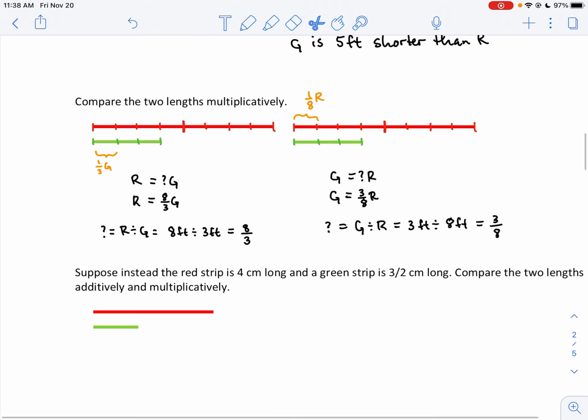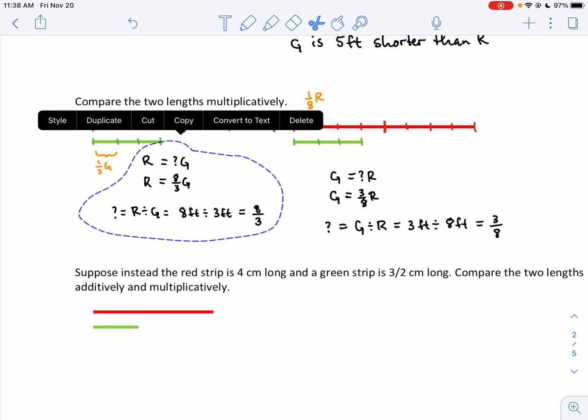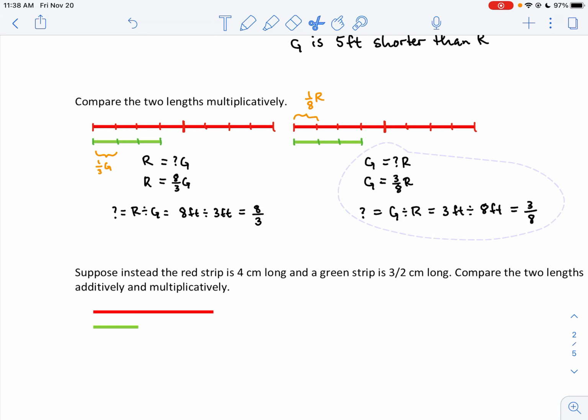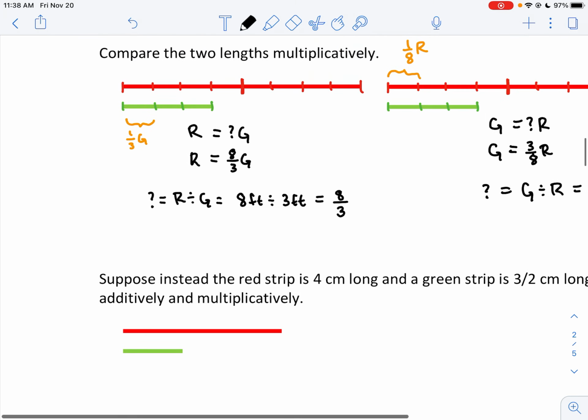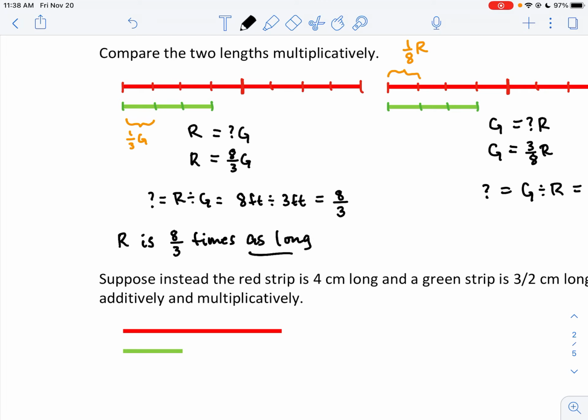And now we want to be able to express these in words. And so let me move these up so I can put a sentence under each. So in words, you would say something like this. The red is 8/3 times as long. Don't put the word longer here. That can be confusing.